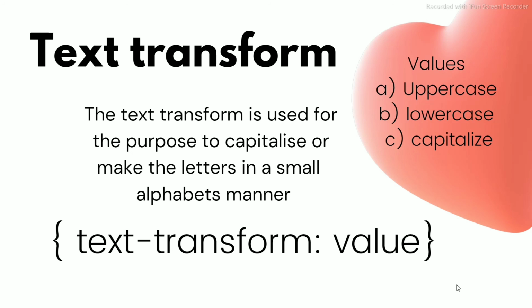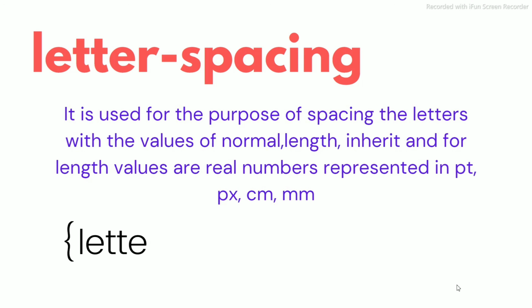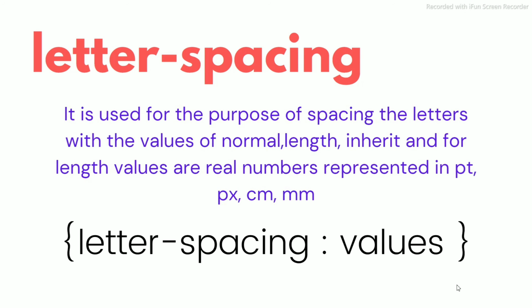And next we use the letter spacing. When we are using the letter spacing, it will just give spacing to those letters. If you have written a word like hello, and you have given the letter spacing equal to 2 pixel, then there is a spacing between H, E, L, L, O. There is a gap of 2 pixel between H and E, 2 pixel between E and L, 2 pixel between L and L, and 2 pixel between L and O. This is how the letter spacing works.